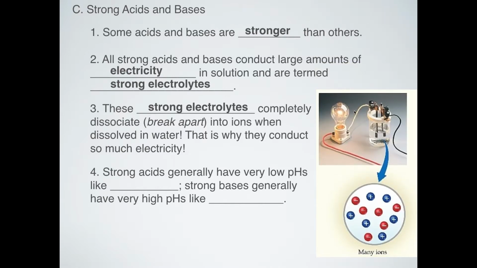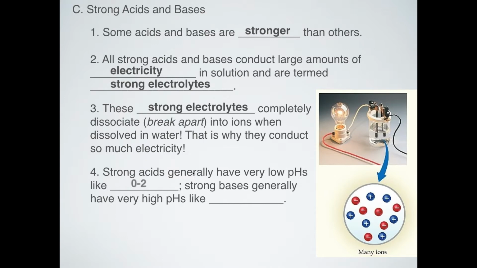So here's an example. You can see we have a conductivity tester with a little light bulb. The brighter the light bulb, the more electricity is being generated. And then you have just this little solution of strong acid. The strong acid is so strong, all of its substance breaks apart into ions. You can see all these positive and negative charges, and that's what makes it a strong electrolyte, and that's what makes it such a good conductor of electricity.